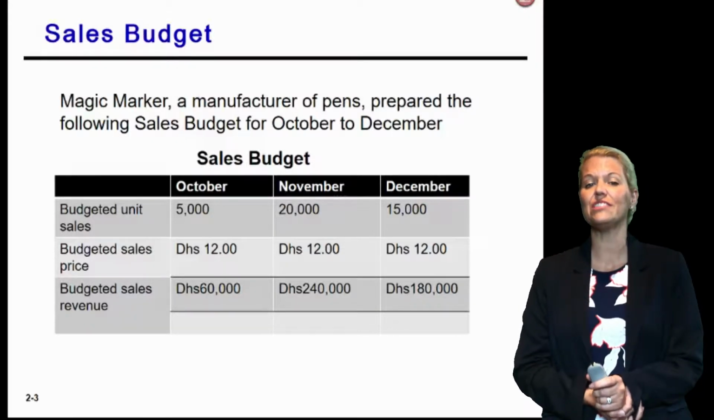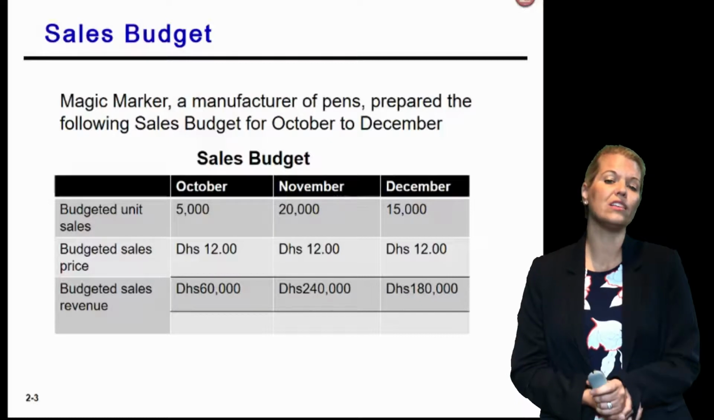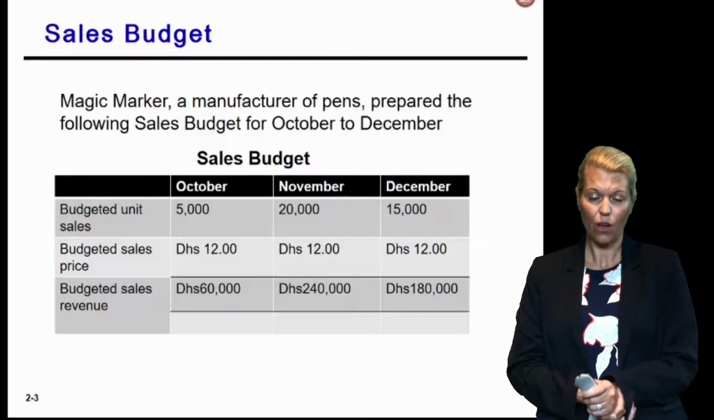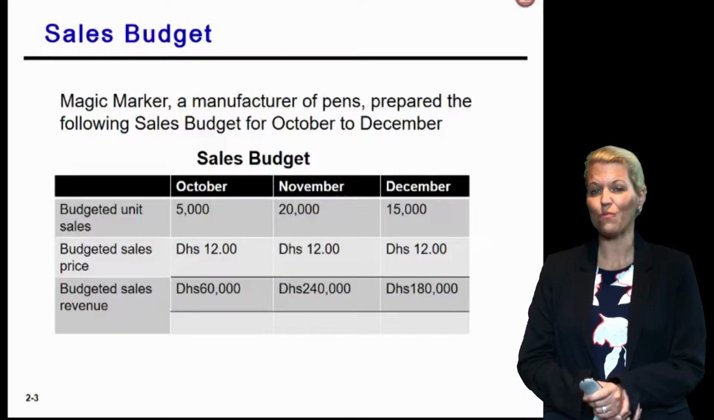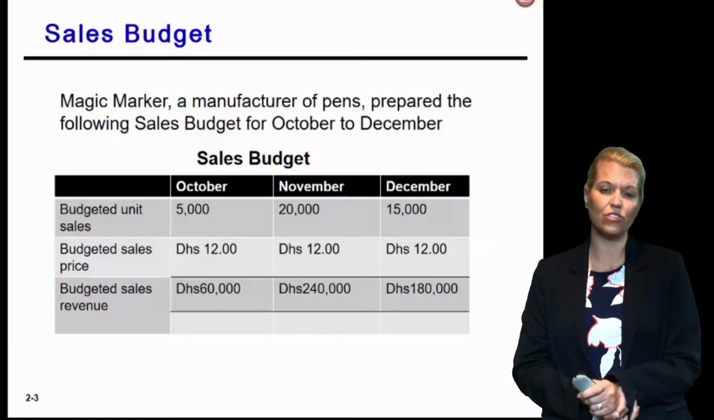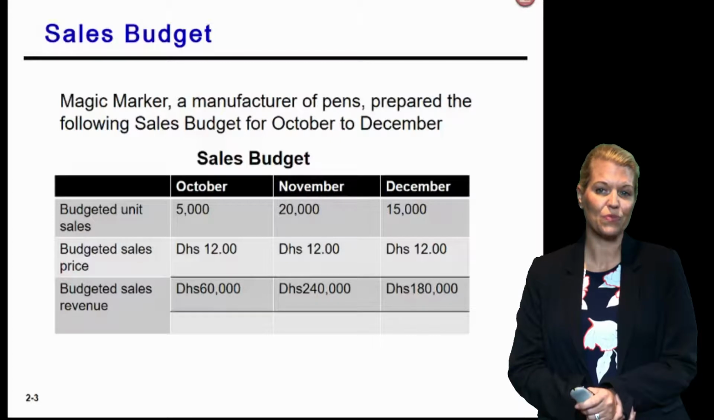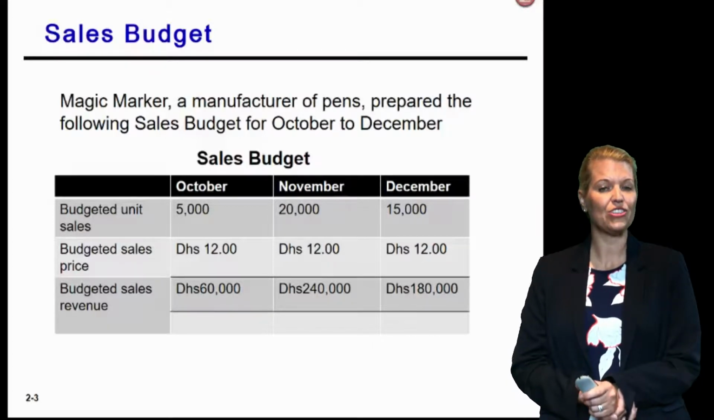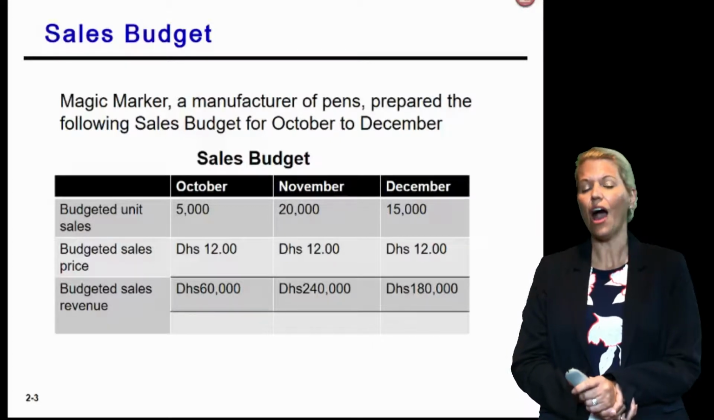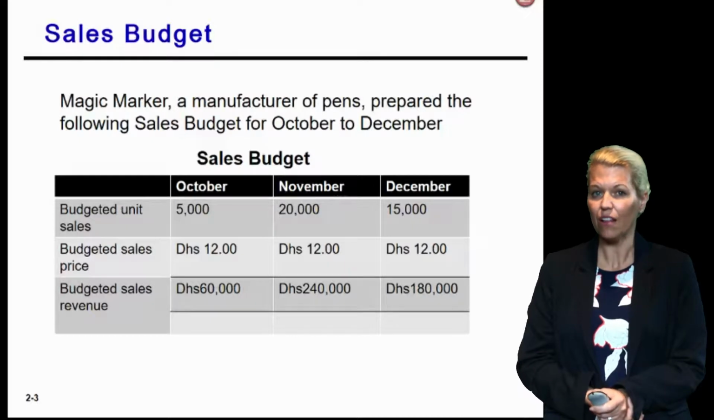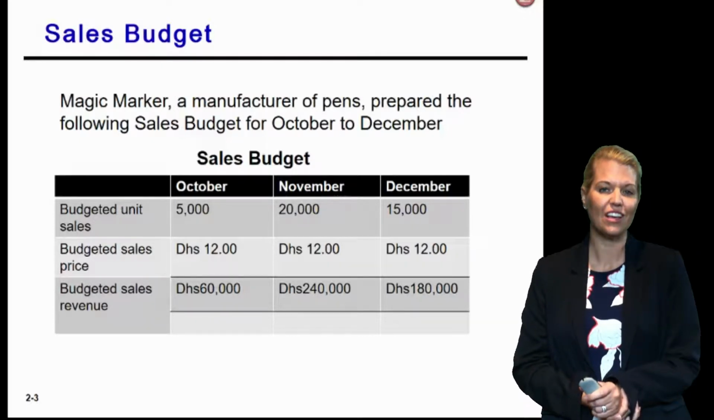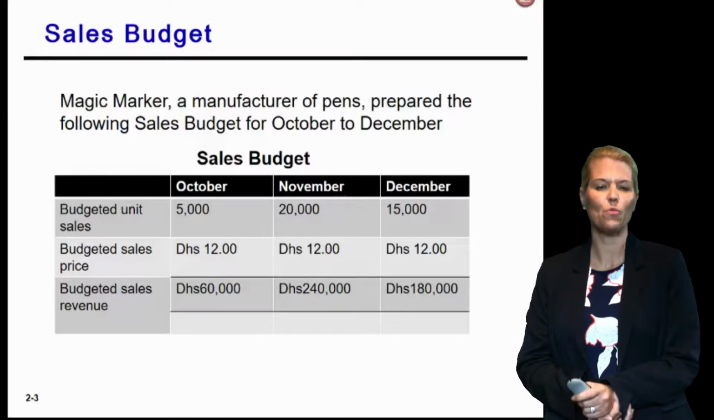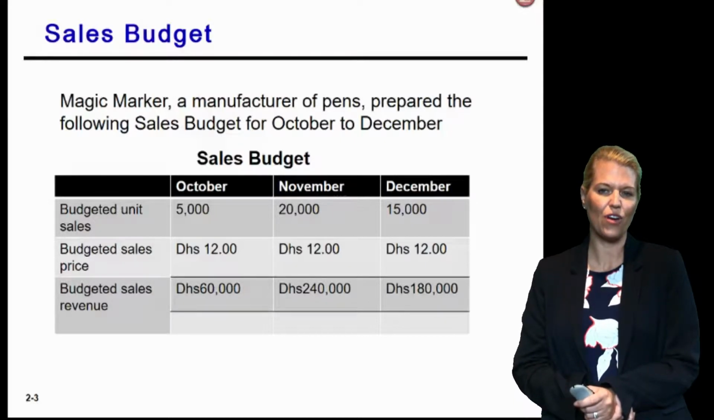We now need to say, but what is the price per unit going to be which we plan to sell? And in this illustration, the planned price is 12 dirhams per unit. So what we will do for each and every month, we will say how many units are we going to sell, multiplied by the price per unit, and that will give us our budgeted sales revenue.